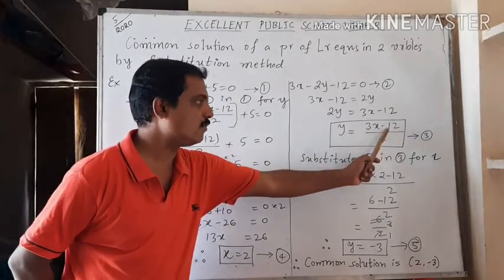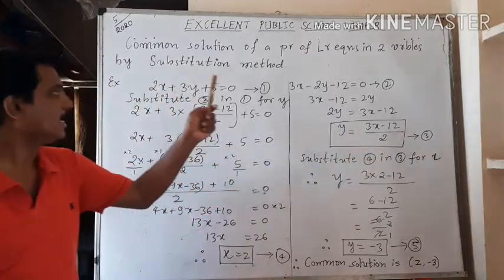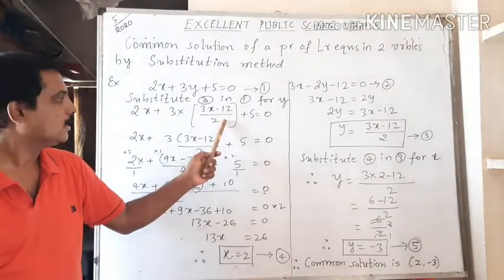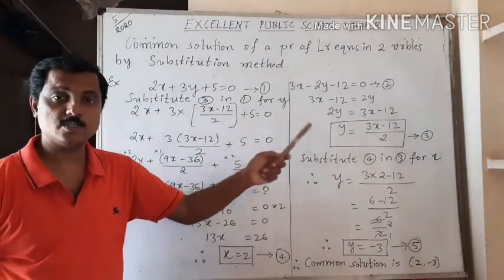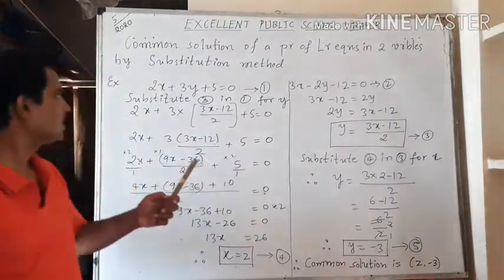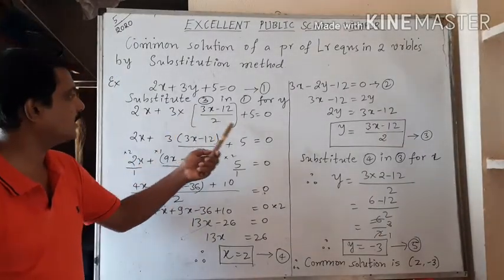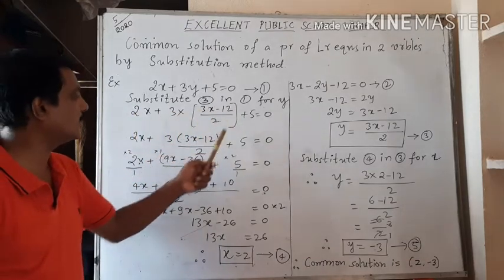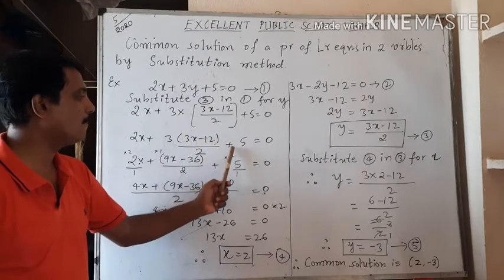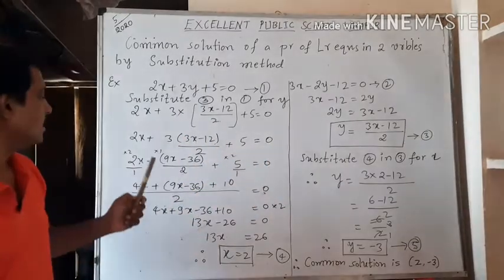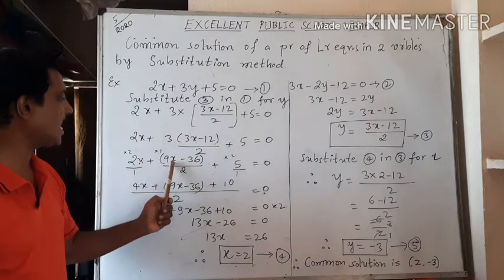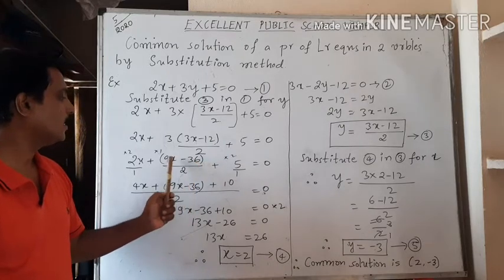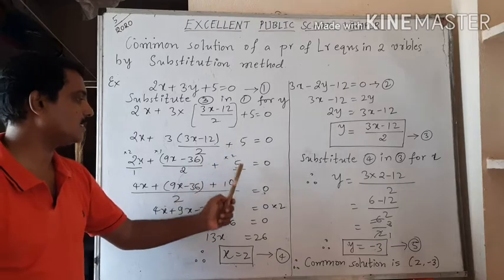Therefore I substitute the value of y is equal to 3x minus 12 upon 2 in equation 1 for y. Now it is 3 into 3x minus 12 upon 2 plus 5 is equal to 0. See here, the relation between 3 and this is multiplication. Therefore, 2x plus 3 into 3x minus 12 upon 2 plus 5 is equal to 0. Now, it is 2x, 3 3s are 9x, 3 12s are 36, so 9x minus 36 upon 2 plus 5.